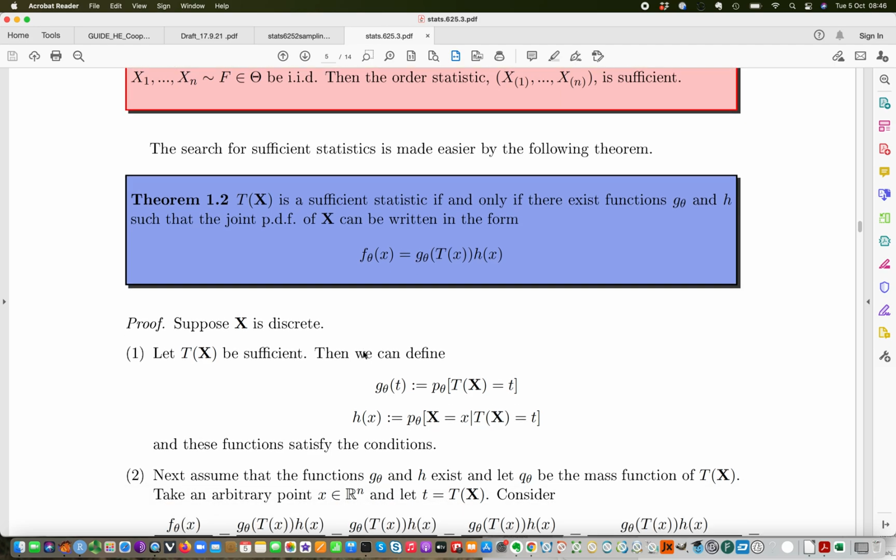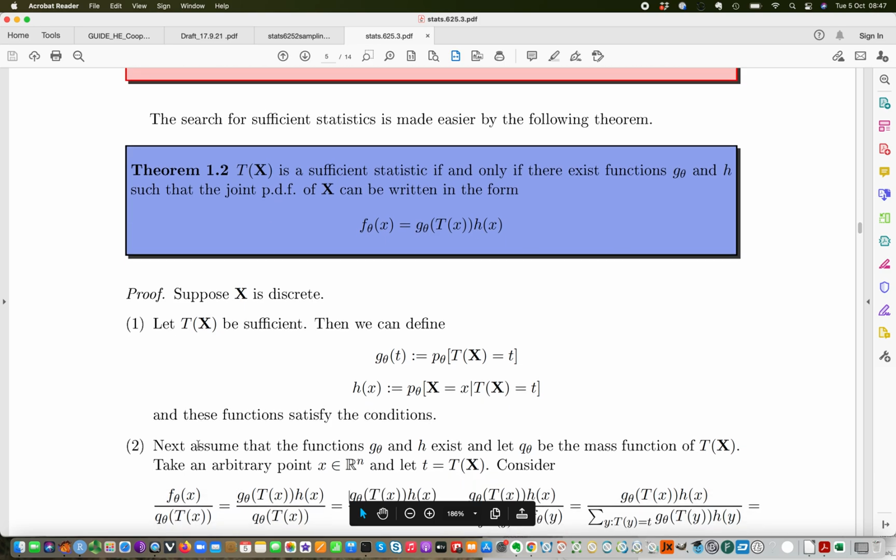This isn't too difficult to prove. You note that this is an if and only if theorem, so we can do this either way. First of all, if T is sufficient, then you can define g in a certain way. Simply ask for the marginal for T of x and define h of x as the conditional probability, and then we have the condition. So it's easy enough to go in this way. Now we need to go in the other direction.